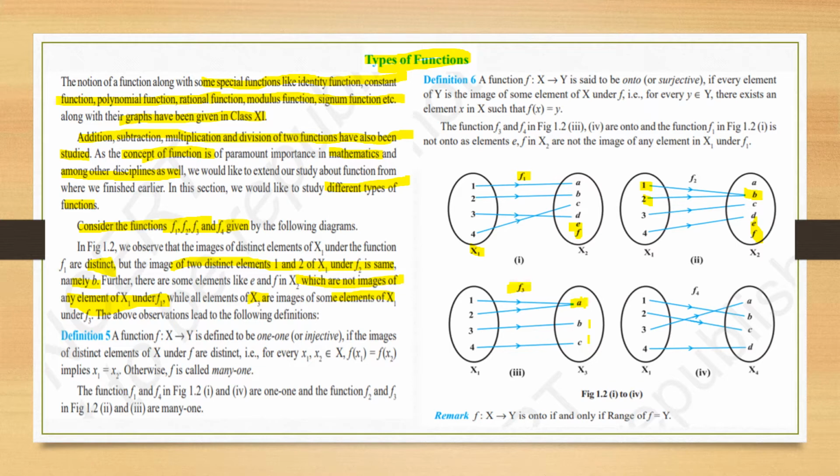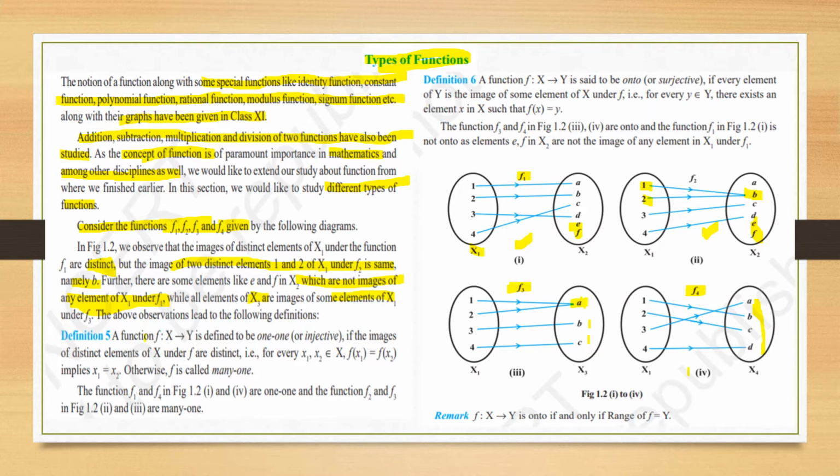And observe your function f4. Here also you can see that every element has a unique image. Everybody has a different image, and moreover all the elements of this set have a pre-image, okay? There is no element left like in these two diagrams, where E and F were left. Here two different elements have the same image, and here different elements have different images, right? So let us define a function now.